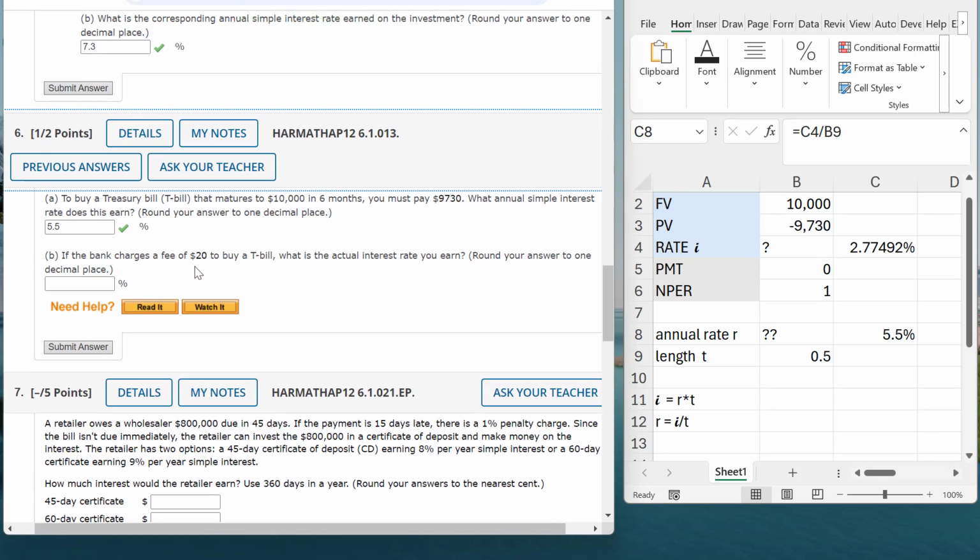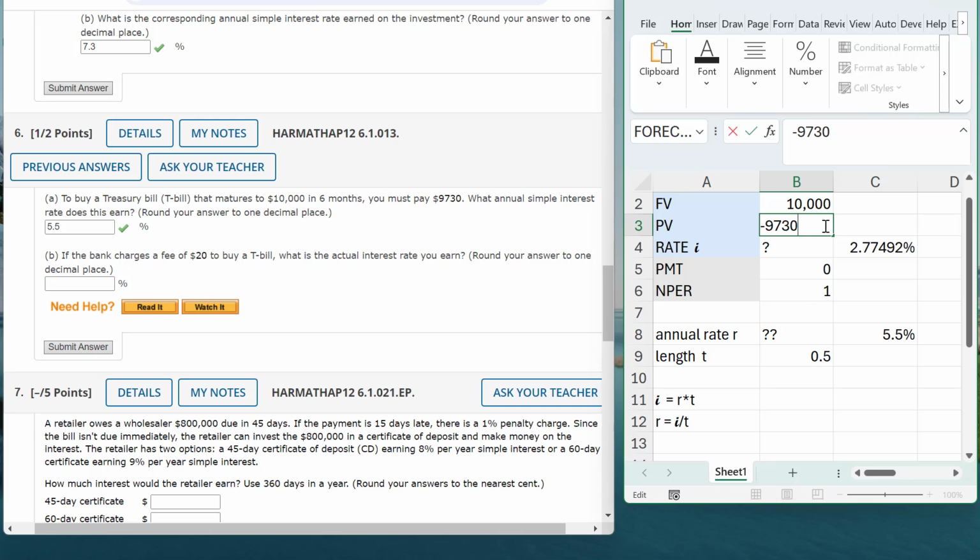There it is. If the bank charges a fee of $20 to buy the bill, what's the actual interest rate you earn? So the fee gets charged up front, which means now I don't pay just $97.30. I have to pay $97.30 plus I have to pay $20, and the $20 is leaving my pocket also. So altogether, I now send out $9,750. And when I update that amount, now the interest rate falls to 2.56% because I had to pay more to get it, and my annual rate falls to 5.1%.